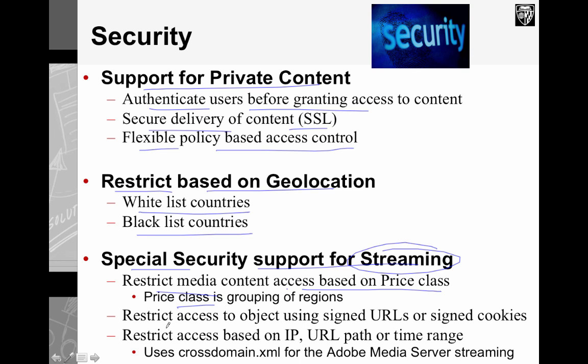You can also restrict access to objects using signed URLs or signed cookies. You can restrict access based upon IP, URL path, or time range. And all these things can be configured for streaming in a file called crossdomain.xml for the Adobe Media Server streaming.